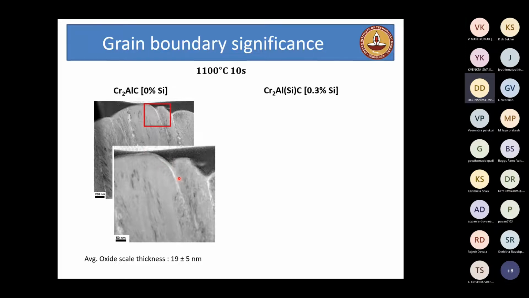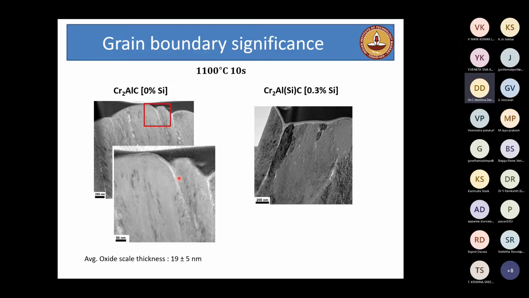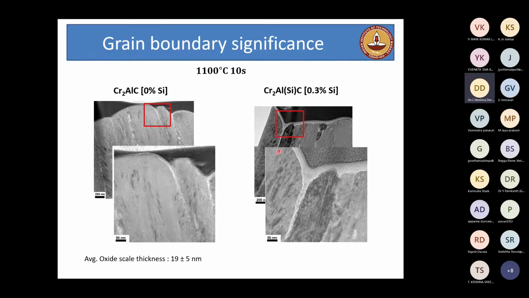If you now try to see the same thing for the silicon-added alloy, if we look into the grain boundary, there is a much stronger enrichment visible, a much thicker region compared to the silicon-absent alloy. That means you can zoom in. Now you can see for the same zoomed-in condition, the average oxide layer thickness is 43 nanometers. That means this region is twice as thick as what you see in the alloy without silicon.